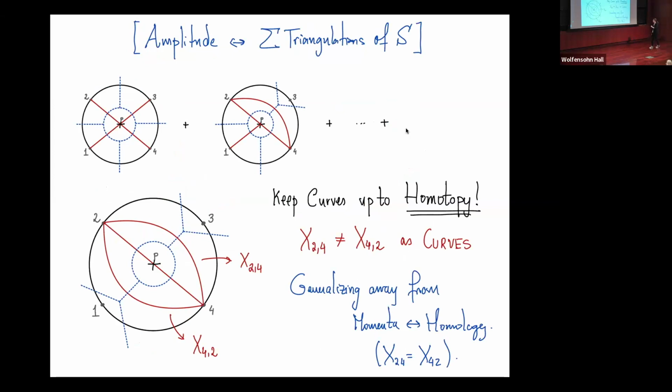But the point that I want to emphasize is that when I consider these triangulations, it's crucial that I keep all the curves up to homotopy. So here's an example that makes this point manifest. It's crucial that curve x24 is different than curve x42, as they correspond to different propagators in the diagram, even though they are homologous to each other, so they have the same momentum. But as curves on the surface, they are different. This is going to be important a little bit later.